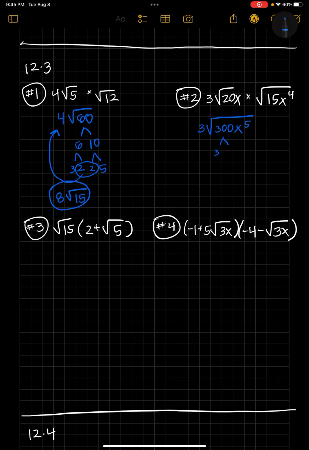The 300 can be 3 and 100. Then I can do 10 and 10. I could split the 10's up, but as soon as I have a pair, I can circle that pair. So I have a pair of 10's, which means it pulls to the outside and multiplies by that 3. So I end up with 30 on the outside.